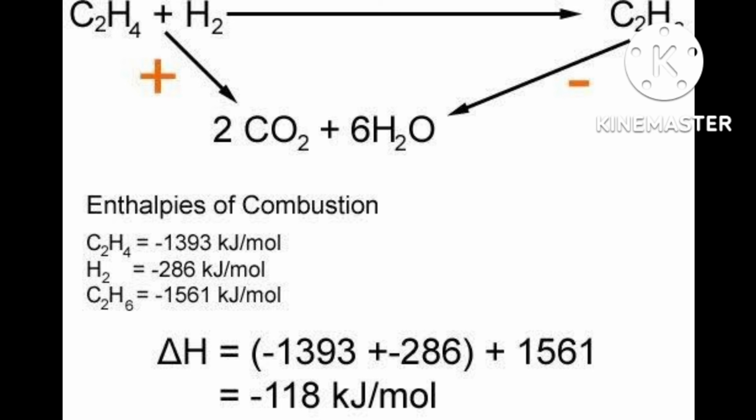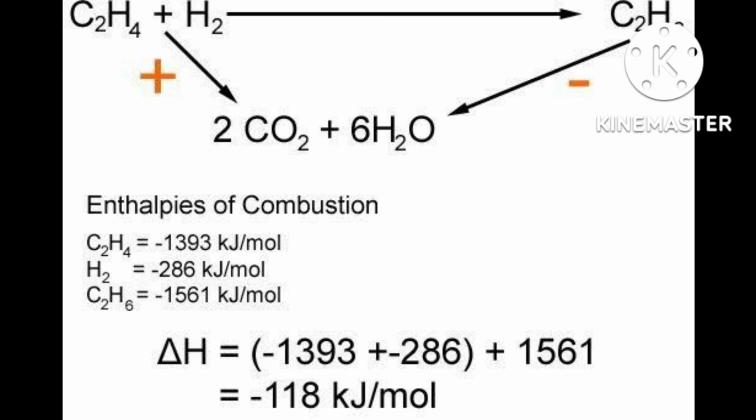Suppose a reaction is going on, calcium carbonate on heating will give you calcium oxide plus carbon dioxide. Suppose you want to know what the delta H value is. You don't know the delta H value. Then how will you find this delta H value? This is actually experimental. I will come to that point also.